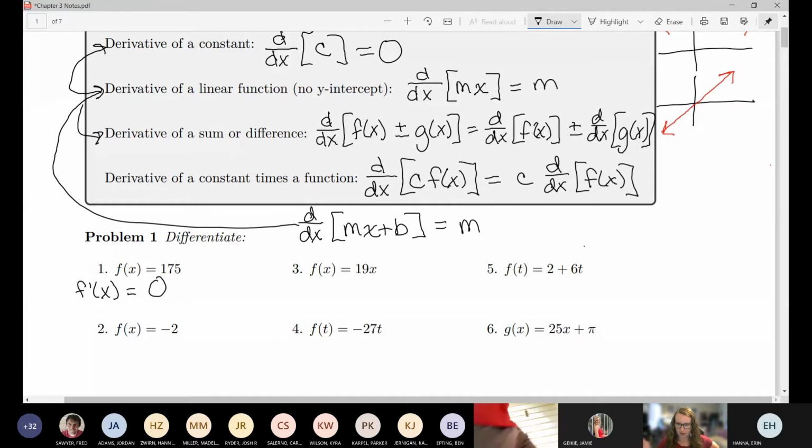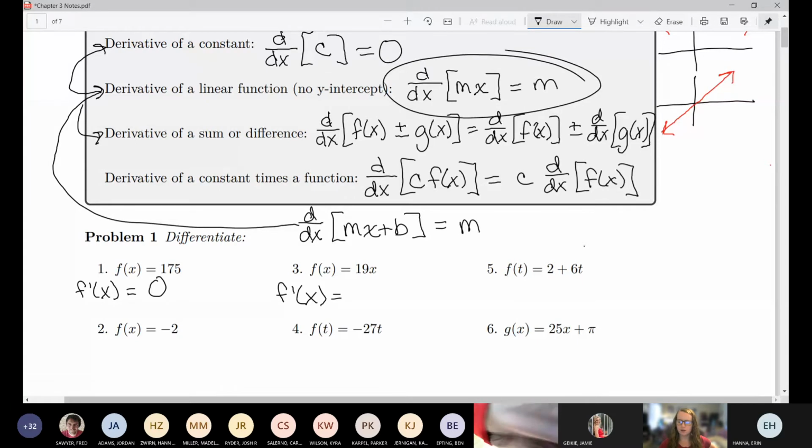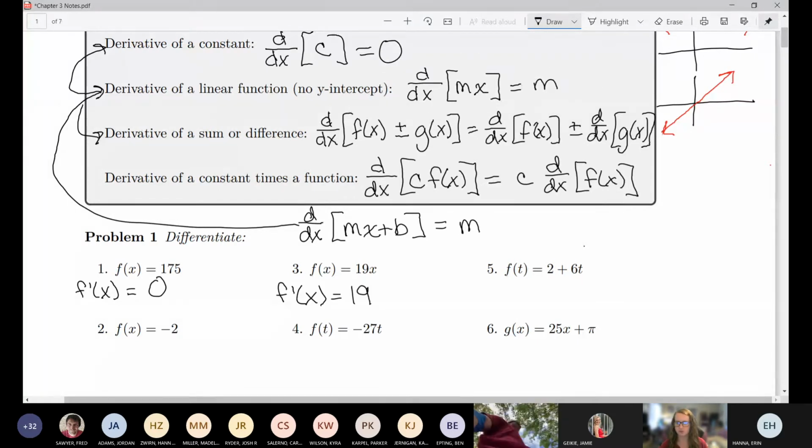So if I go over to 3, I want to take the derivative of this guy. So I have 19 times x. I'm in this mx situation here. So if I have a constant times x, its derivative is just that constant. So our derivative there is just 19.